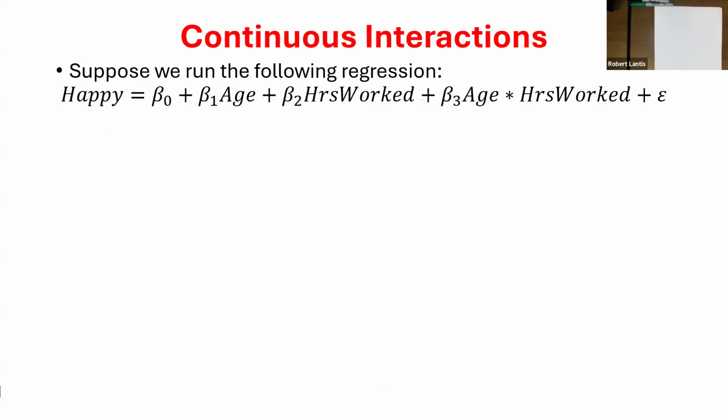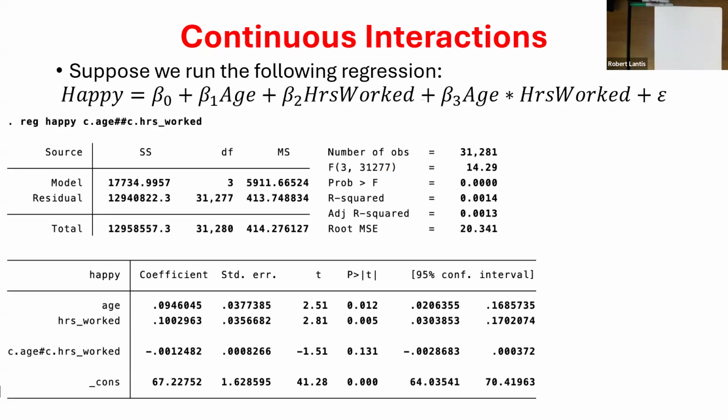So I've got an example here, and we'll look at some stuff in Stata, just getting a different set of variables. I had this happiness data set. I think we've looked at this before. I had age and hours worked, and I thought about what happens if I interact these two continuous variables.